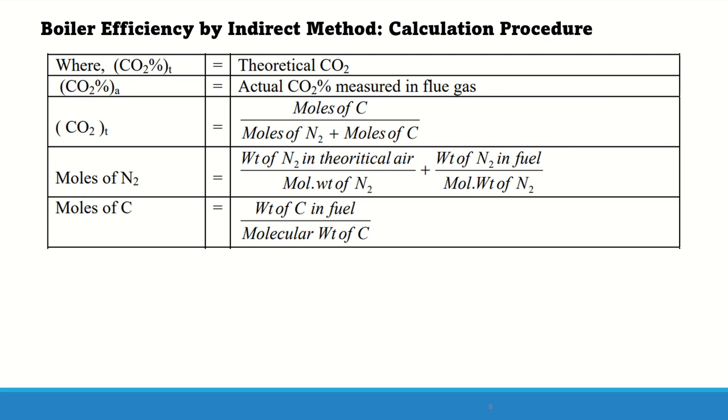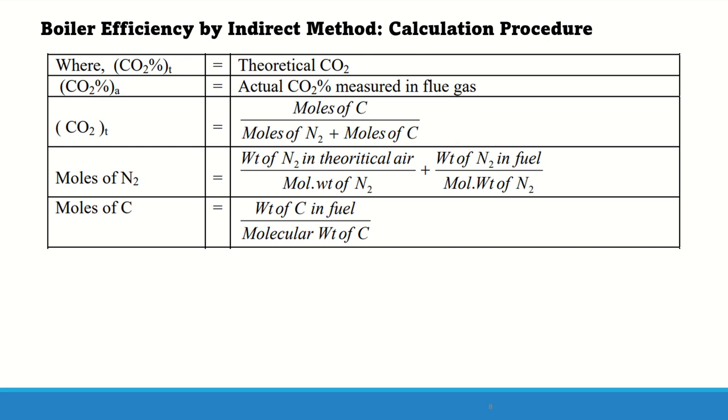Then the molecular weight of N2 is nearly equal to 28, and the weight of N2 in theoretical air is calculated from the theoretical air, and the weight of N2 in fuel is calculated by the ultimate analysis. Okay, then the moles of carbon equal weight of C in fuel divided by molecular weight of C. Then by calculating the moles of N2 and moles of C and substituting these values into CO2 theoretical, we can calculate the CO2 theoretical.